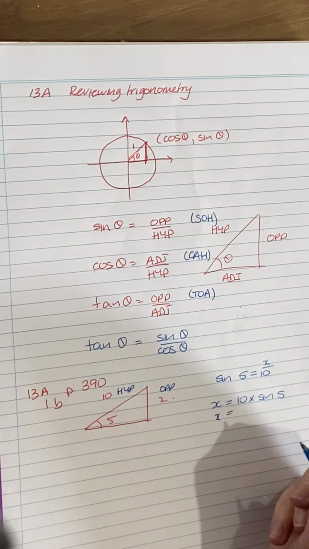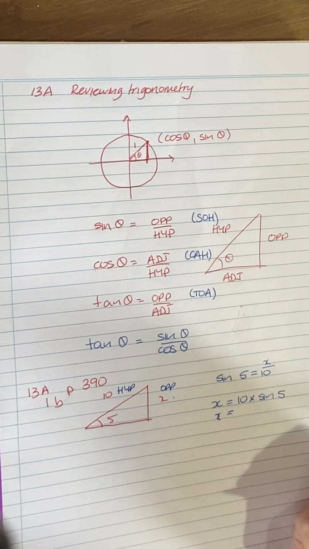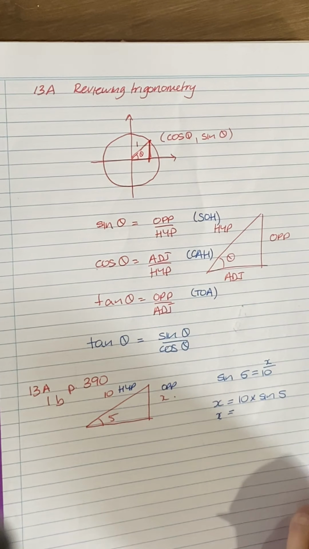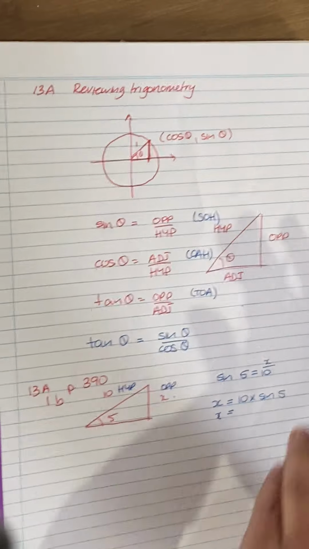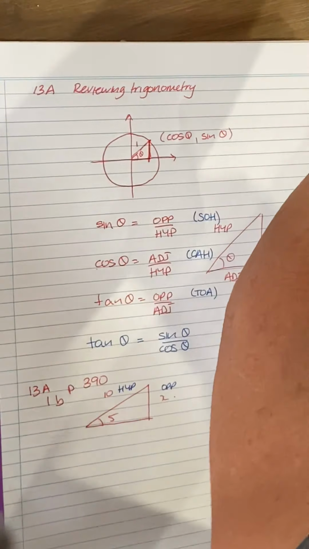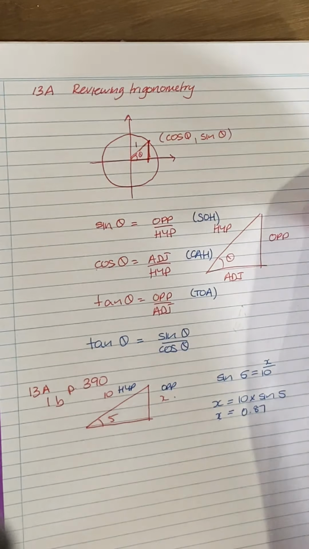So x equals, I worked that out before. No, I didn't. If you do 10 times sine 5, you'll get the answer. Do you want me to look it up? Hang on. This is just like real life. 13A, 1B. It is 0.87. So can you get your calculator and make sure you get that?